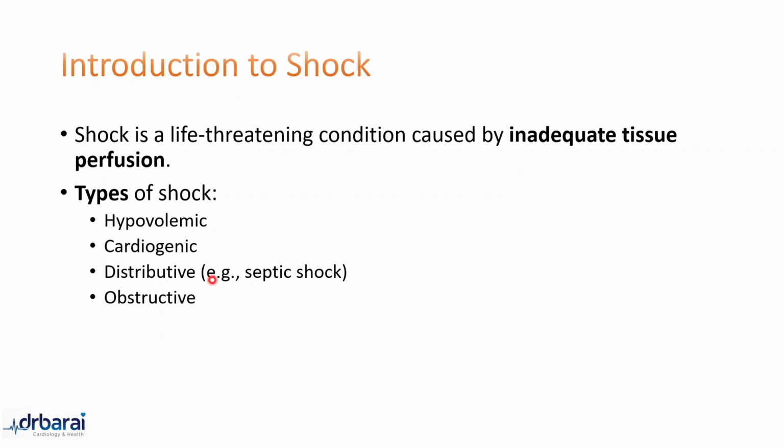The fourth type of shock is obstructive shock, when there is obstruction of the blood vessels for some reason or the other. For example, it can be cardiac tamponade, it can be tension pneumothorax, it can be a large pulmonary embolism. So they have got normal heart function, normal blood volume, but because of obstruction in certain part of the circulatory system, there is not an adequate blood supply to the vital organs.